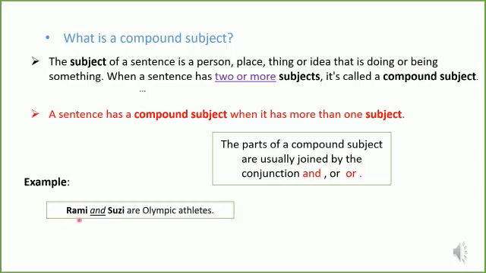So when we have two or more subjects, this is a compound subject. I may have Rami, comma, Susie, comma, Sally, comma, and Huda, for example. All these, more than one subject, is called a compound subject.